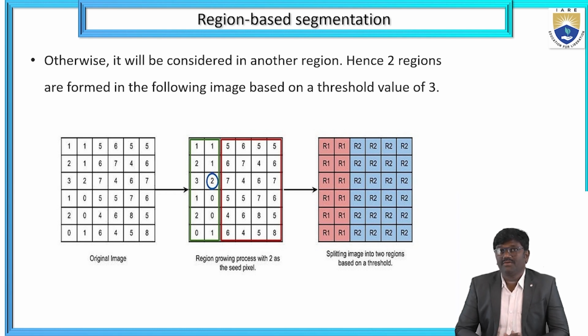with a fixed, selected seed pixel. We can see here in this pixel 2 is the seed pixel for the region growing process, and then this region-based pixel we want to split into two regions based on the threshold value, which we fixed as 2. Then we can say that one part is region R1 and another part is R2. So you split it into two parts.